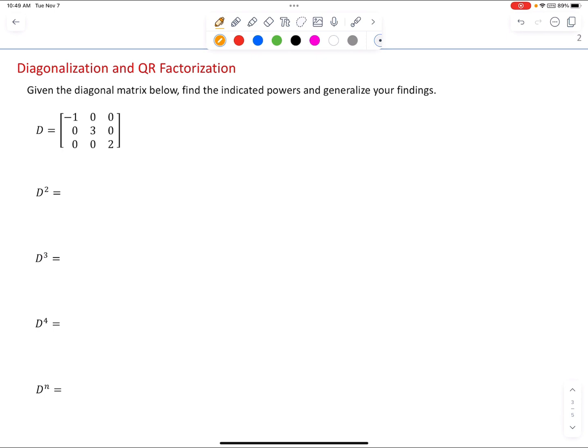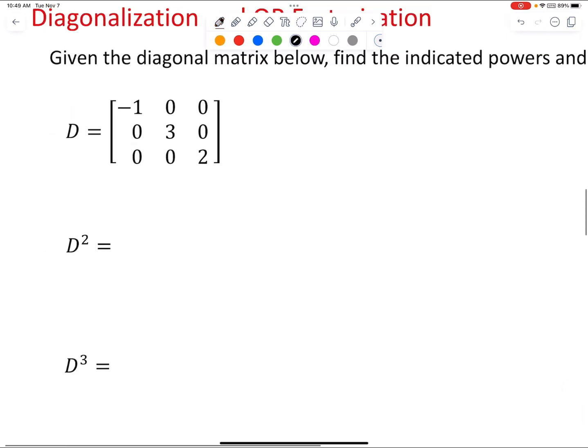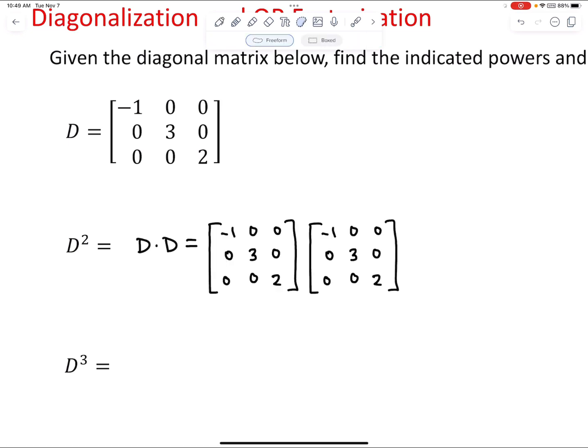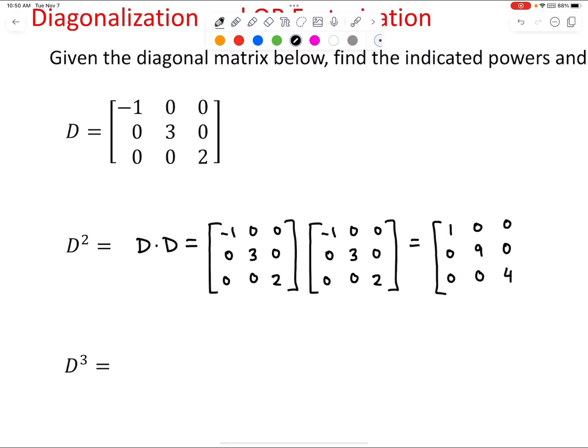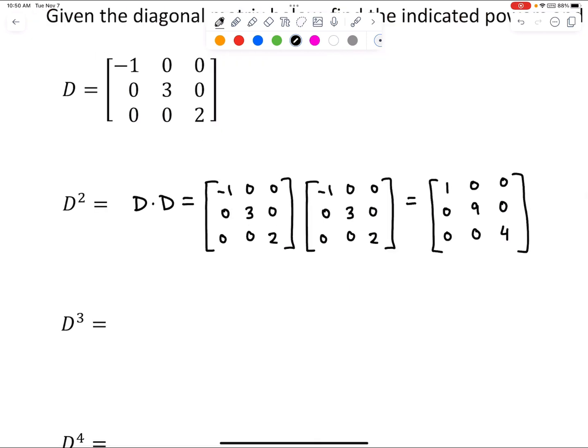Now, given the diagonal matrix below, find the indicated powers and generalize your findings. So we have a diagonal matrix, and when we do a D squared, that's going to be the matrix D times itself. And we do matrix multiplication. The first column will be -1 times -1, which is 1, and then 0, 0. The second column will be 0, and then 3 times 3, which is 9, and then 0. And the last column will be 0, 0, and then 2 times 2 is 4. Notice that each entry on the main diagonal of this result is the square of the entries on the main diagonal of the matrix D.